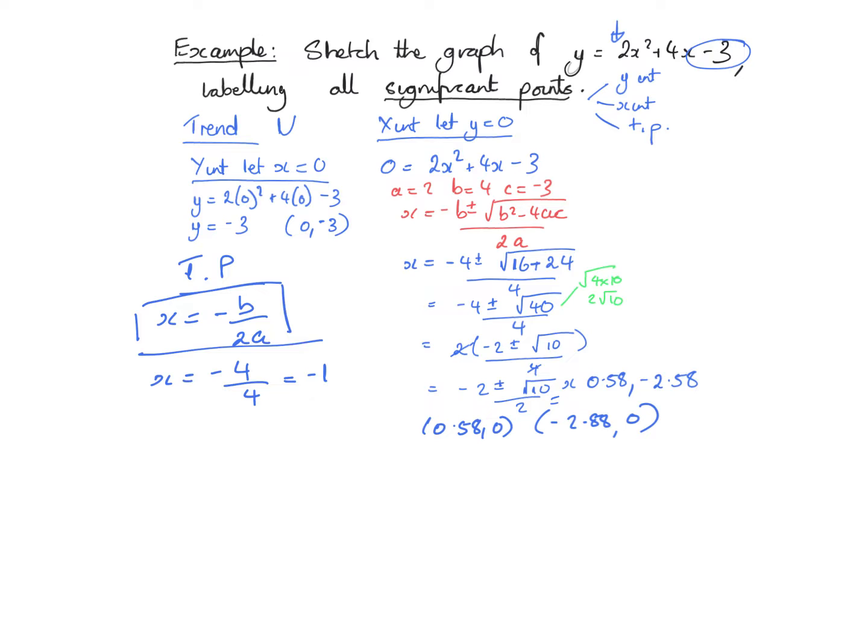So that's my x value of my turning point, and I'm going to substitute that into my equation. My equation was y equal to 2x squared plus 4x minus 3, so y equal to 2 times minus 1 squared plus 4 times minus 1, take away 3, and you tidy all that up and you get negative 5. So my coordinate for my turning point is negative 1 and negative 5. Now you've got enough information to sketch the graph.